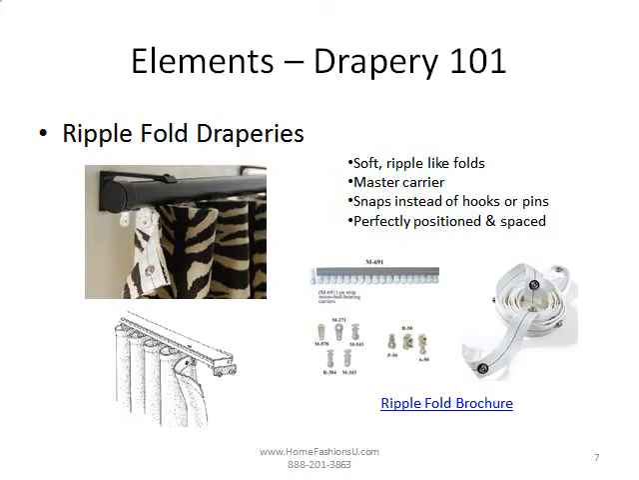Here's the ripple fold that we discussed. This allows your drapery to have a very soft ripple-like fold. It has a master carrier, and it has carriers that are within the track. However, they snap to a tape that is sewn within the drapery. These snaps are perfectly positioned and spaced to create a really lovely, even drapery treatment.